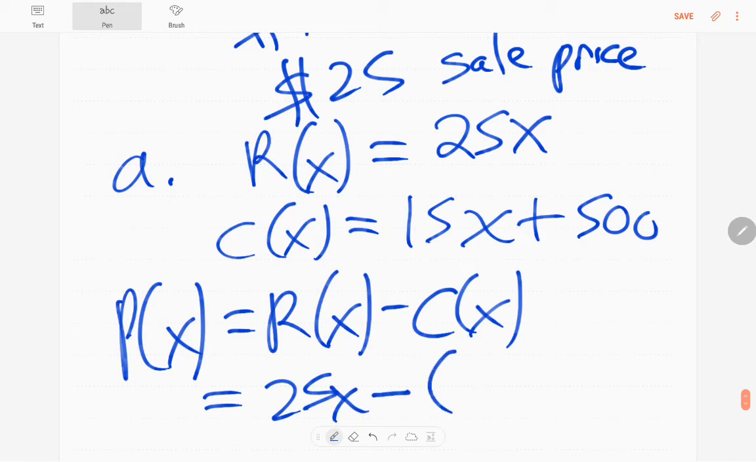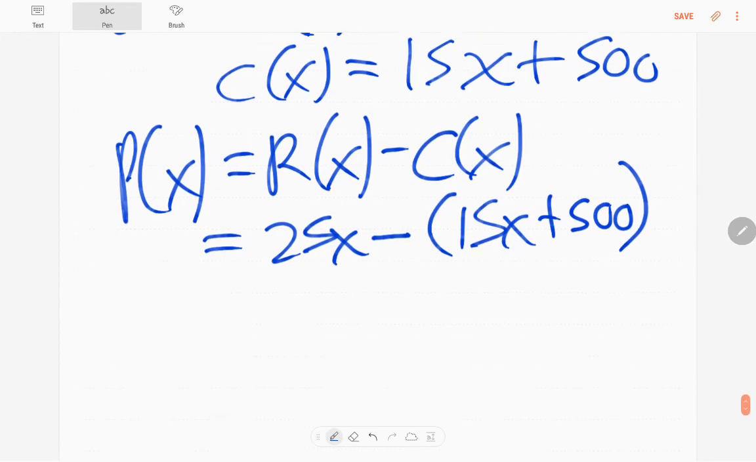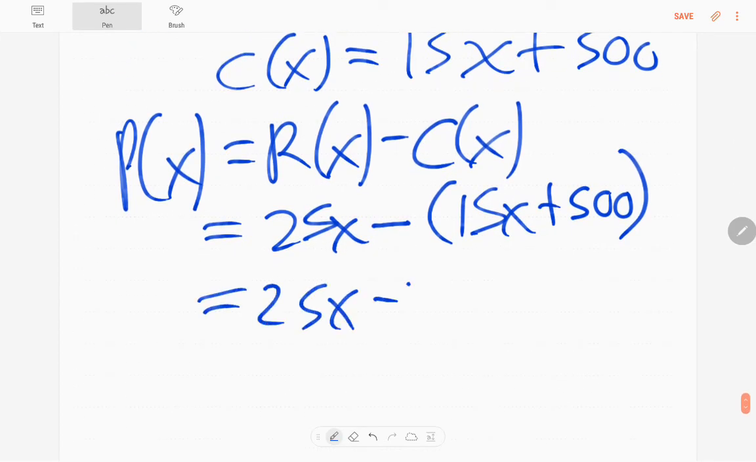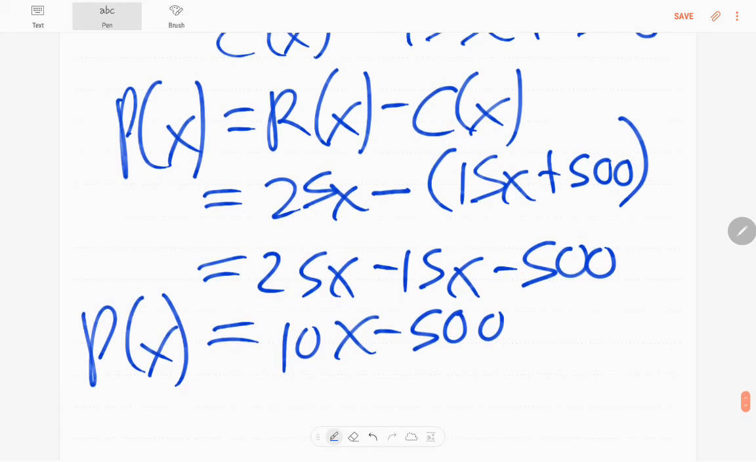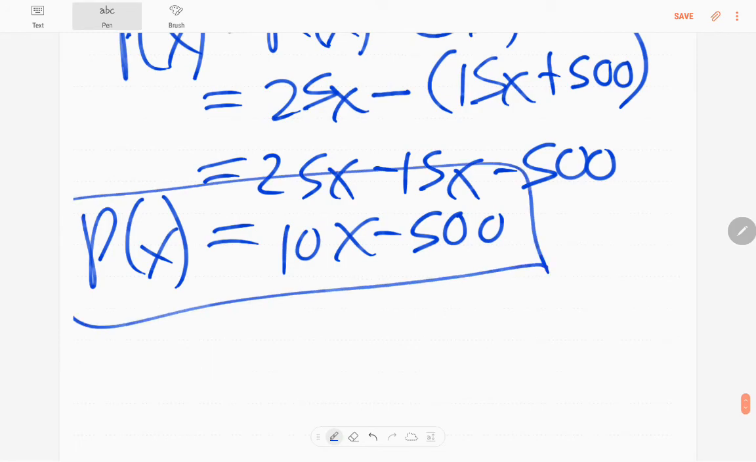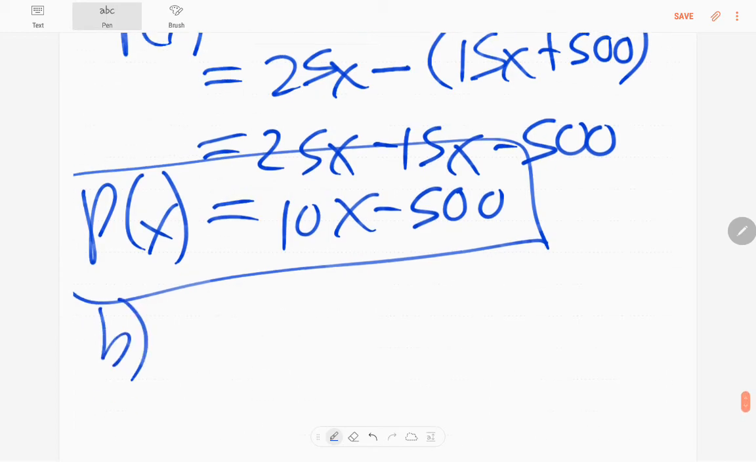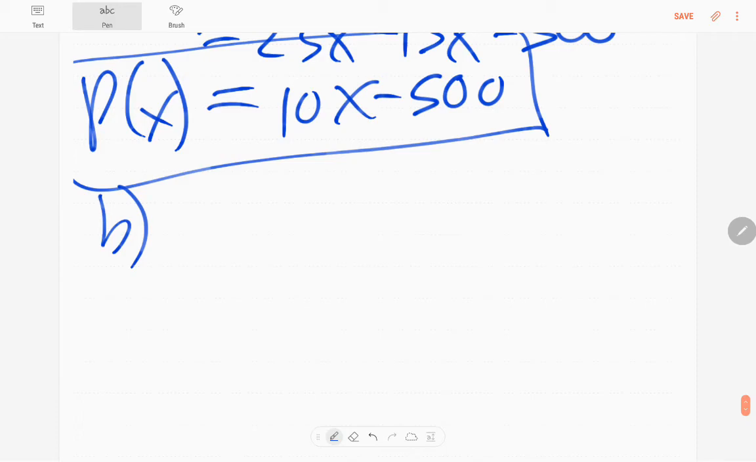So P of x is 25x minus, the cost function is 15x plus 500. Notice I put the cost function in parentheses. So it looks like that's the profit function. 10x minus 500. And now part B says the profit of 180 items produced and sold in 1 month is what? So that's really just P of 180.